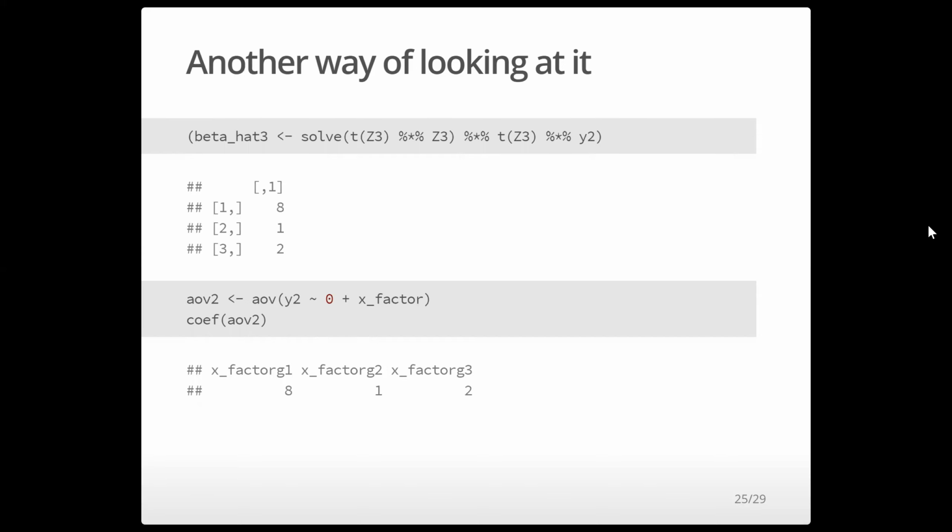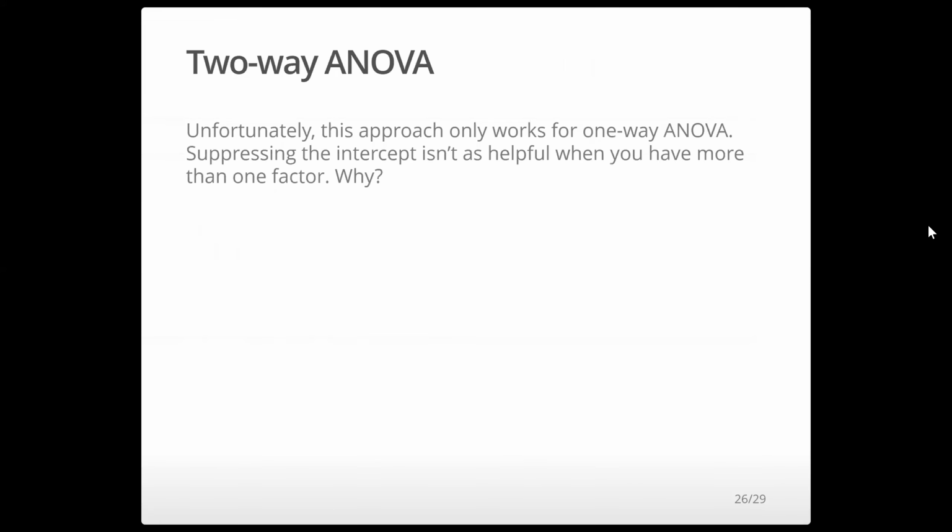So the first coefficient is the mean of group 1, the second one's the mean of group 2, and the third one is the mean of group 3. And so this is nice and straightforward and easy. We don't have to do any subtraction to figure out what the means are. It just gives it to us straight away. The reason we don't do this more commonly is it doesn't actually work once you have more than one grouping variable. So if you have a two-way ANOVA, suppressing the intercept isn't going to help us. Can anyone think about why before we go ahead and look at it?